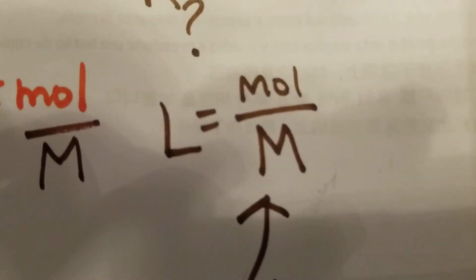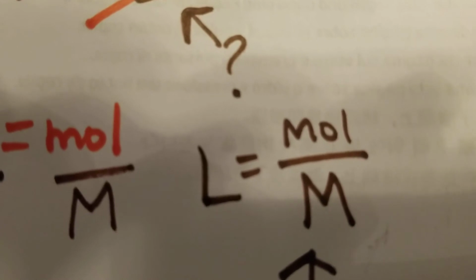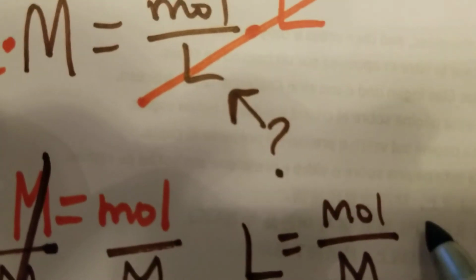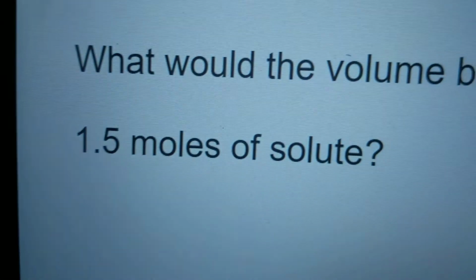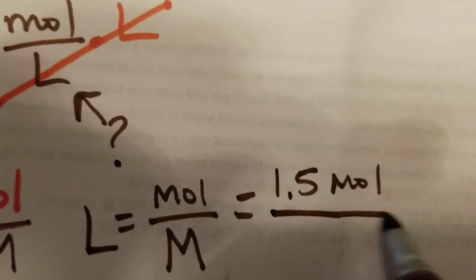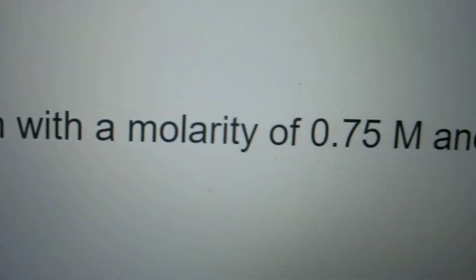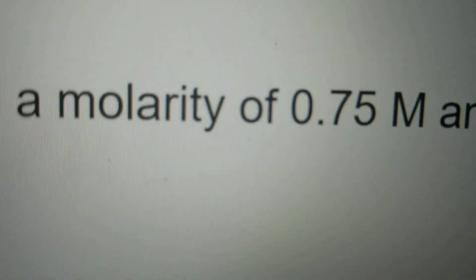Okay, so where are we at now? We're at this formula. Liters equals moles over molarity. So do we have those values? Let's see. Do we have the number of moles? Yes, we do. 1.5 moles of solute. So we can put that in the numerator. 1.5 moles of solute. Do we have the molarity? Yes, we do. It says that the solution has a molarity of 0.5 molar.